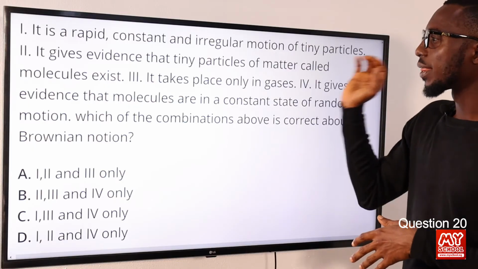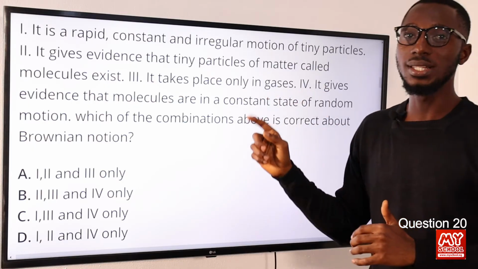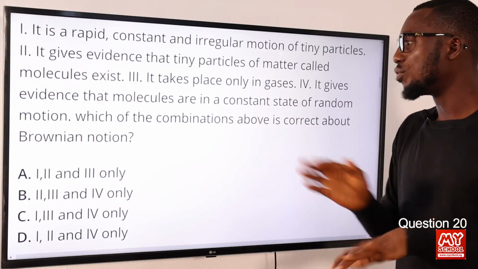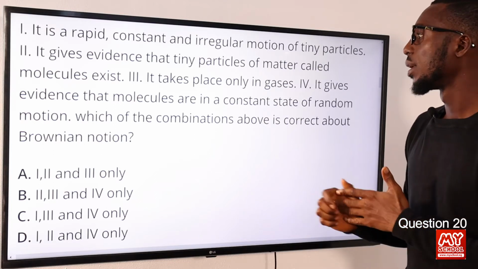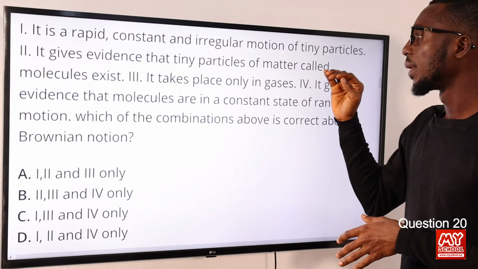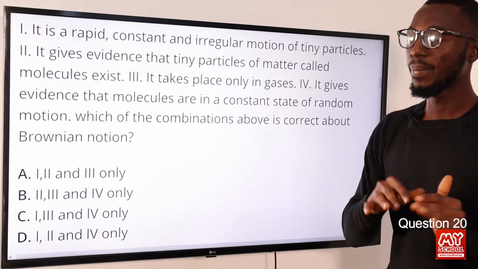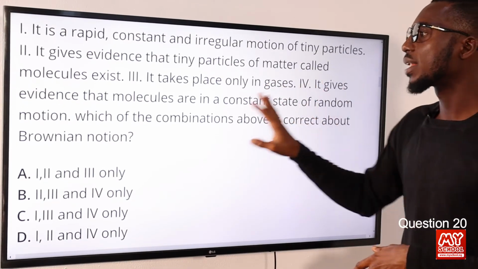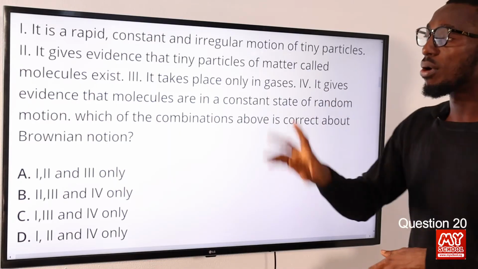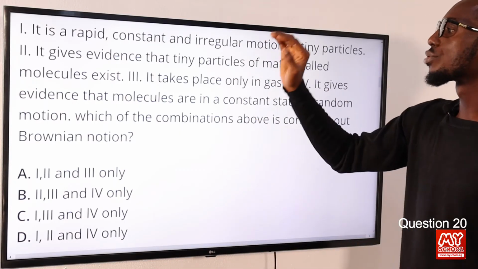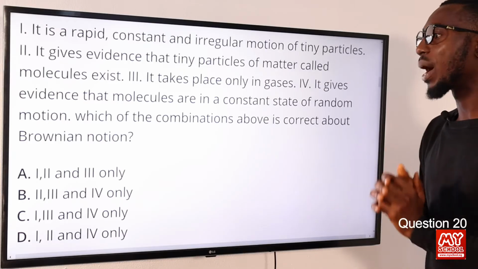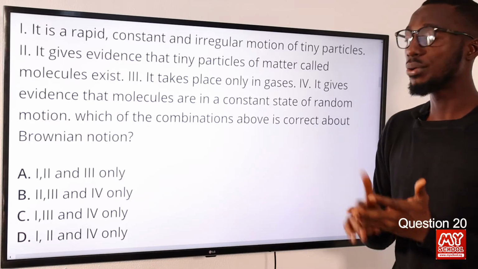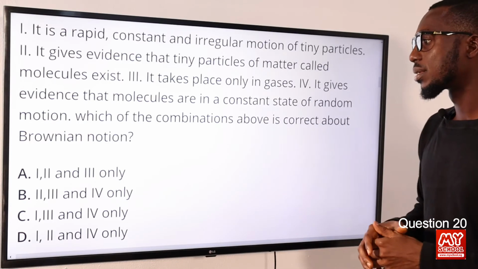All right, so let's look at 3. It takes place only in gases. This is incorrect. It takes place in solids and liquids. So saying only in gases is an exception. In short, during the course of the experiment, it was examined using pollen grains in water, with the aid of a microscope, of course. So this is out of it. It gives evidence that molecules are in a constant state of random motion. So statements 1, 2, and 4 are correct about Brownian motion. Though we have other natural phenomena like diffusion and osmosis that buttress this nature of matter.